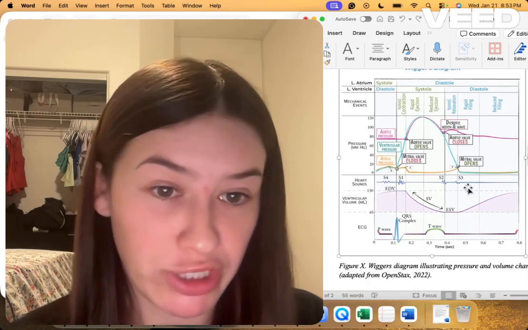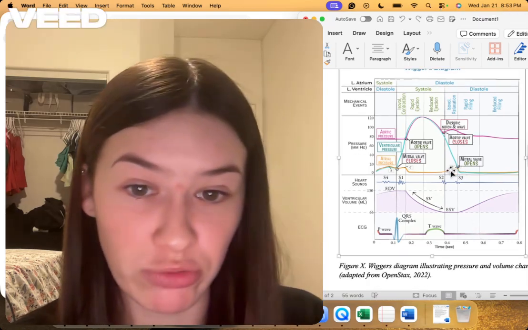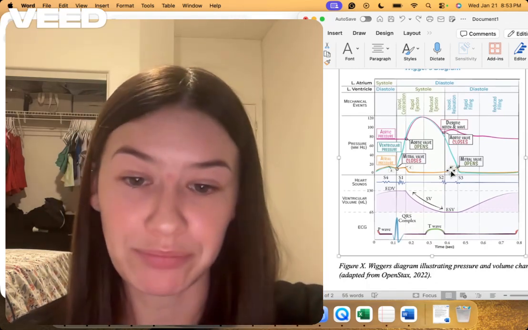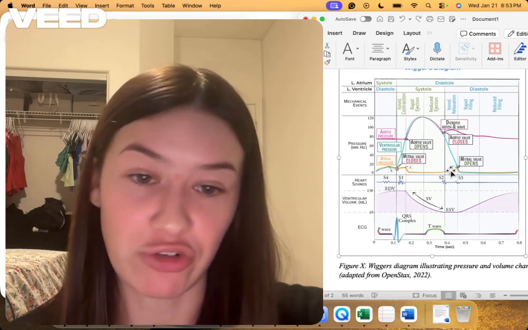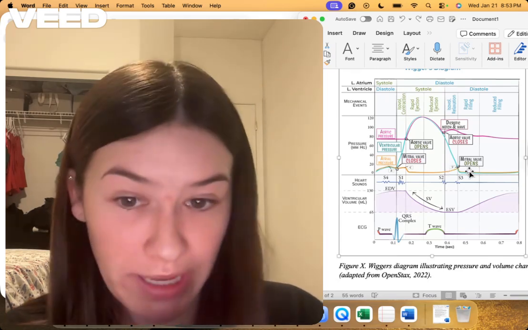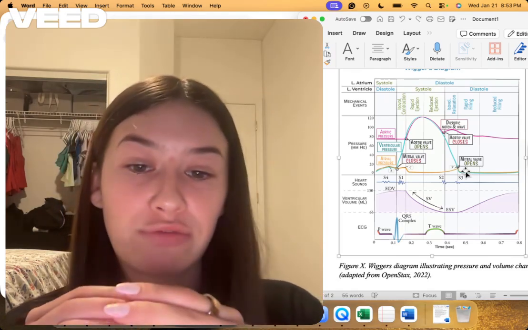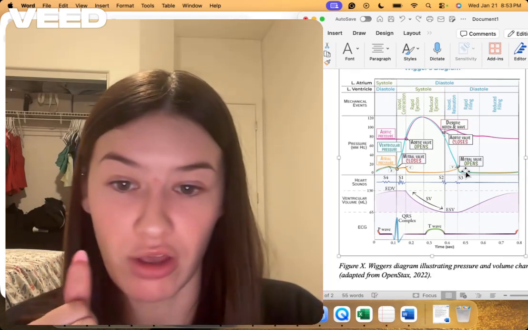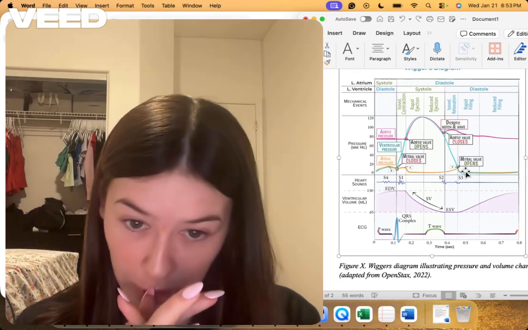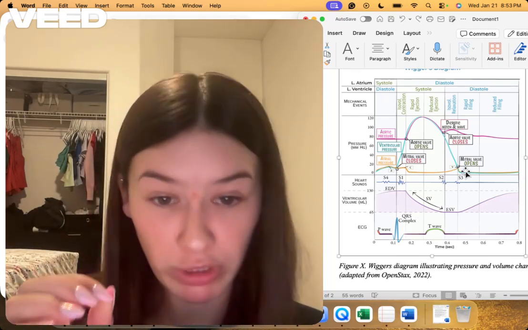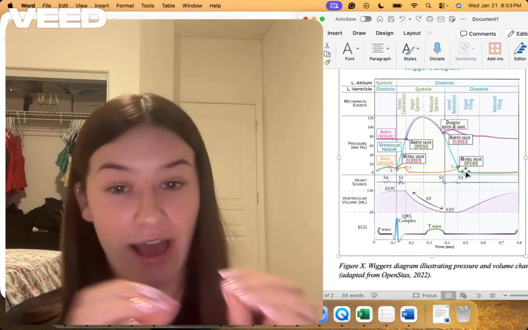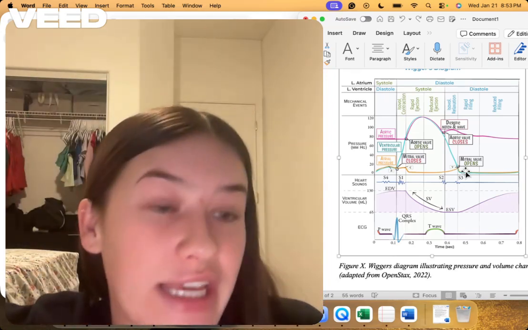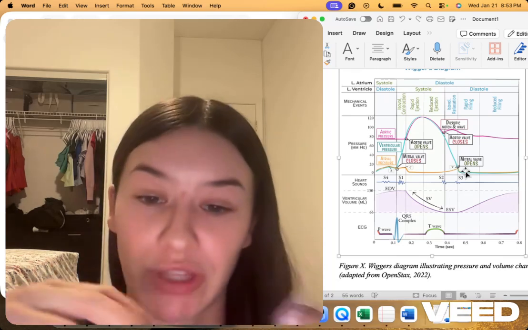When the orange atrial pressure, if we look up here, is higher than the ventricular pressure, the mitral valve opens, allowing the blood to flow from the left atrium into the left ventricle during diastole. And when the ventricular pressure becomes greater than the aortic pressure, that's when the aortic valve opens, like I mentioned previously, allowing the blood to be ejected into the circulation.